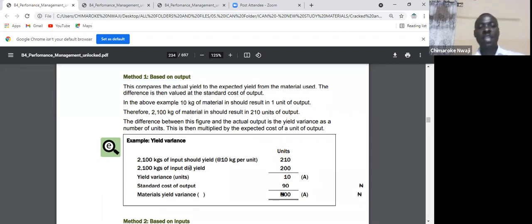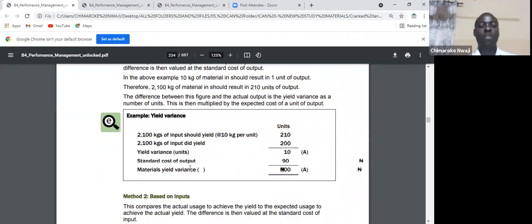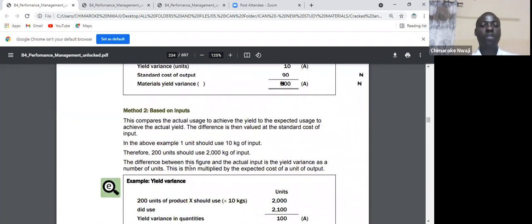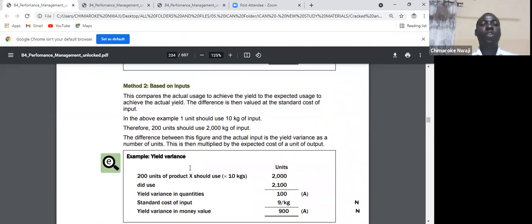Now let's look at the input method, which is method 2. This compares the actual usage to achieve the yield to the expected usage to achieve the actual yield. The difference is then valued at the standard cost of input. Now look at this example here. It's the opposite of the output method.